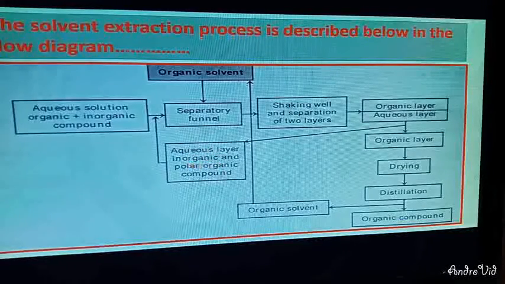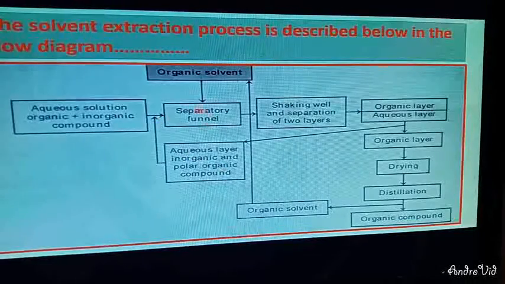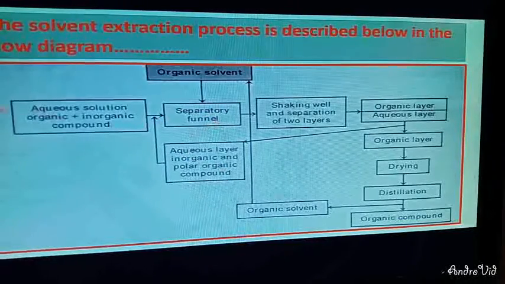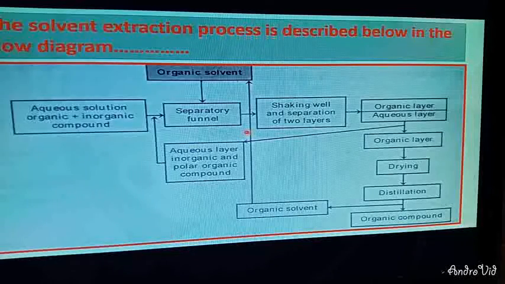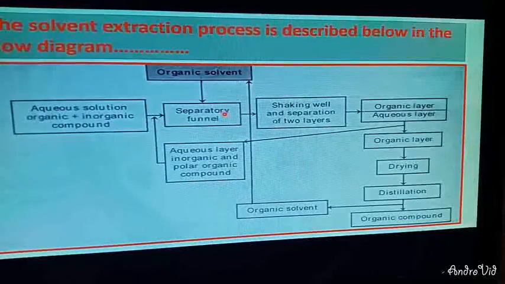The aqueous layer basically contains the inorganic compound and any polar organic compound, if present. From the organic solvent it will be supplied to the separatory funnel, and at the same time the aqueous layer will also be supplied to this separatory funnel. So this process will continue a number of times, and by this way you will be able to extract any organic component, or any component, by using this solvent. By using an organic solvent it is possible to collect the organic component. So this is basically the way to separate any component.